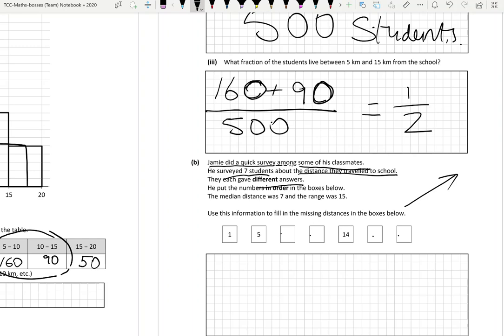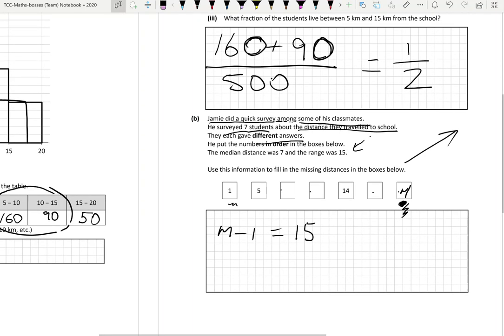He says the median is 7 and the range is 15. So both of those pieces of information allow us to put something in. Because the range is 15, this number here, let's call it M for max, take away 1, the lowest number, is equal to the range, which is 15. Okay, so this number here must be 16.